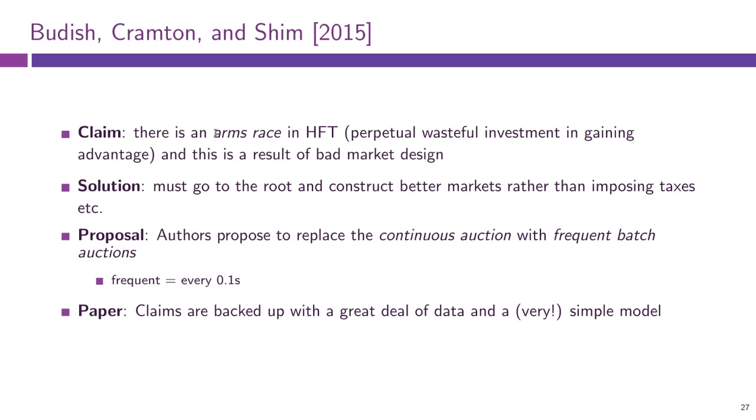So they say that there is an arms race in HFT. Everyone wants to become fast at the expense of everyone else. And this paper would propose to replace the continuous auction that most markets adhere to today with frequent batch auctions. So instead of continuous trading, they will do batch auctions every now and then. And just to be clear, the proposal is that they should run batch auctions every 0.1 of a second. So it will not create significant delays for anybody, but it will probably hurt the high frequency traders.